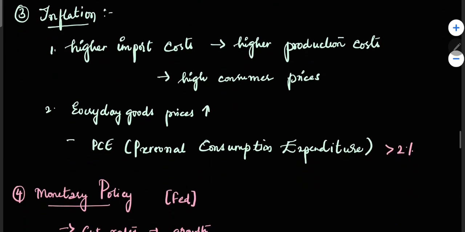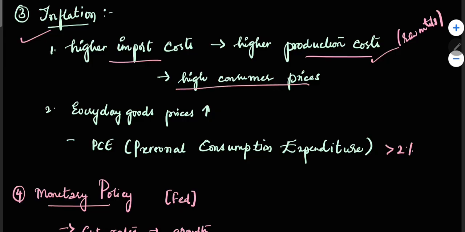Then we'll move on to how it is impacting inflation. As we see, tariffs are making the import costs higher and higher. When the import costs are higher, the production costs are higher. For example, we have taken the raw materials example. Higher production cost will be borne by the consumer. So there are higher consumer prices, and everyday goods prices will be increasing. This is called inflation.